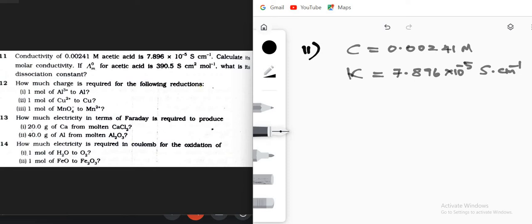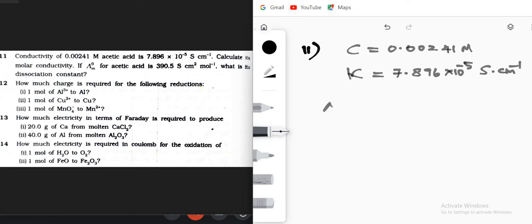Then one more question is asked: if lambda m naught, that is molar conductivity at infinite dilution for acetic acid, is 390.5 Siemens centimeter square per mole, what is its dissociation constant? They are asking for the dissociation constant. See here, first we will calculate the molar conductivity.